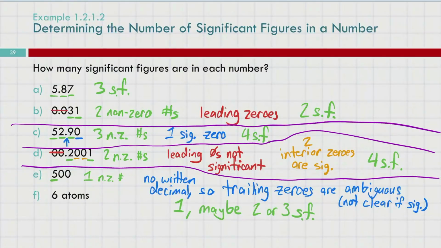So if this was a measurement that we took in lab, then we would want to make sure that we wrote it in scientific notation so that it was clear whether it was 1, 2, or 3 significant figures.